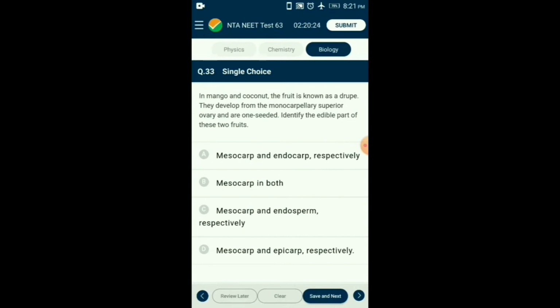In mango, the edible part is mesocarp, which forms the fleshy and juicy part. In coconut, mesocarp becomes fibrous and the edible part is the endosperm, which is liquid initially but later on maturity becomes solid and cellular. So the answer is option C, mesocarp and endosperm respectively.